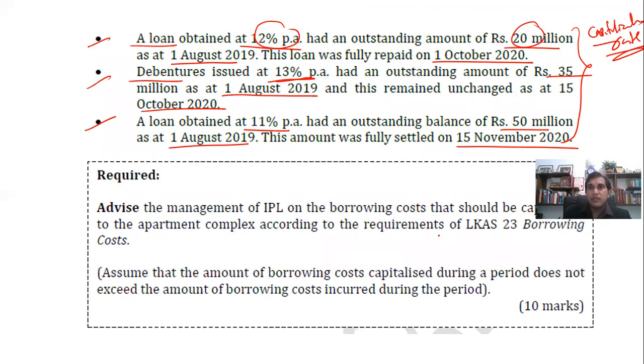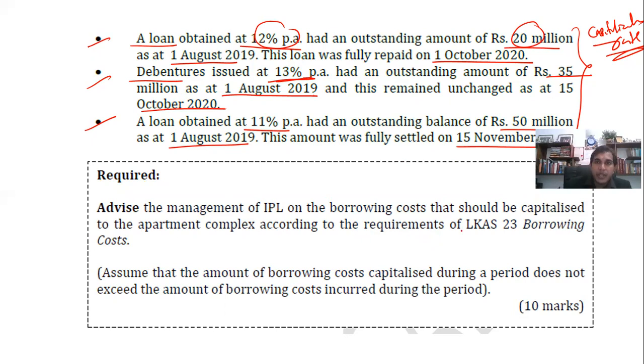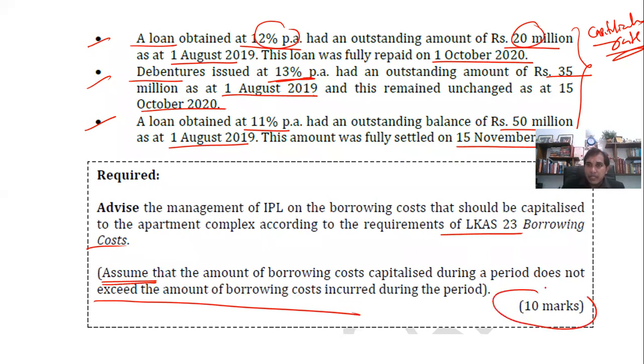So we will be calculating borrowing cost separately, for the specific loan as well as the common pool. So we'll calculate the borrowing cost now. Required: advise the management of IPL on the borrowing costs that should be capitalized to the apartment complex according to the requirements of LKAS 23 Borrowing Costs. Assume that the amount of borrowing cost capitalized during the period does not exceed the amount of borrowing cost incurred during the period. So that's the assumption. You can earn 10 marks.